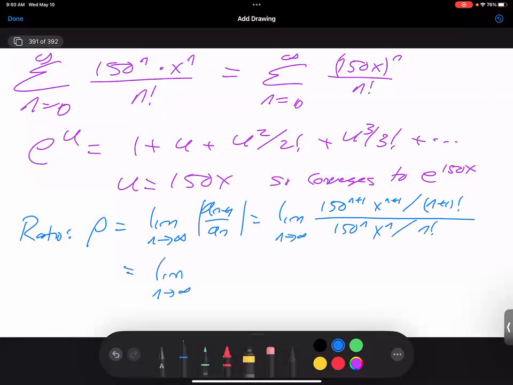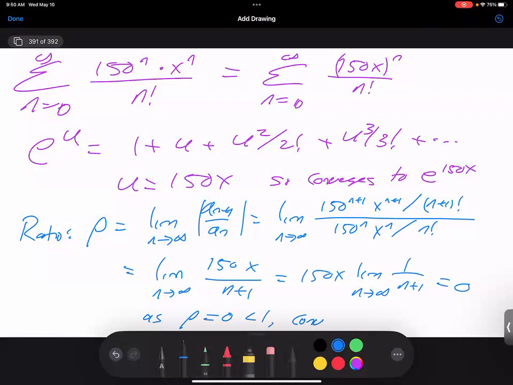So that's the limit as n goes to infinity. 150 to the n plus 1 over 150 to the n is 150. X to the n plus 1 over x to the n is x. I multiply by n factorial over n factorial, and when you do a little bit of algebra, you just get n plus 1. I can pull the 150x outside of the limit, and I just get the limit as n goes to infinity of 1 over n plus 1. What does that limit equal? 0. So rho equals 0, which is less than 1, so it converges for all x.